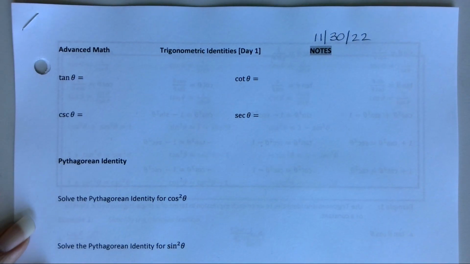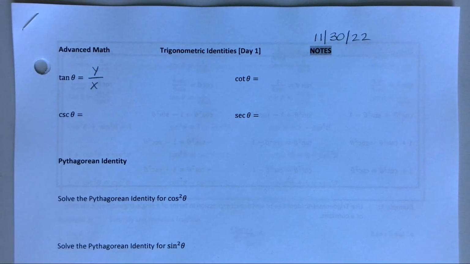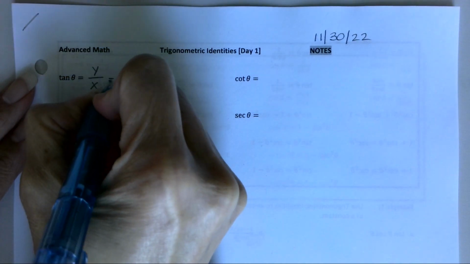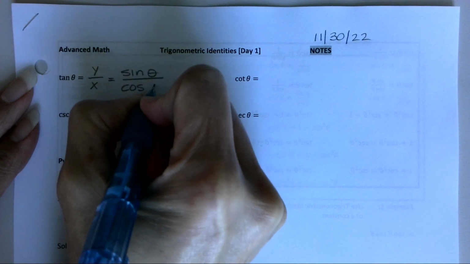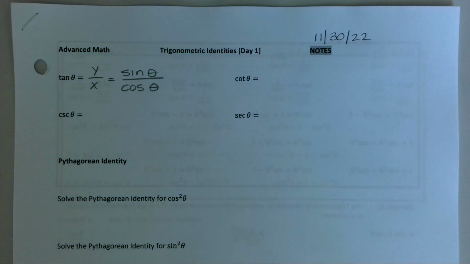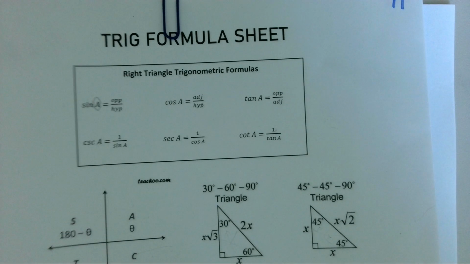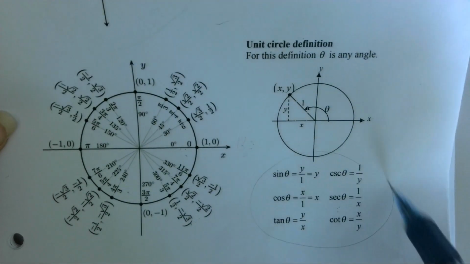So tangent theta, we know it as, Willow told us here, y over x. But I want y'all to transition from that formula to sine of theta over cosine of theta. Okay? Because we know that y means sine and x means cosine. Now just in case you're like, I don't remember learning the y and the x's, this was the formula sheet that you had for your last test before the one we just took, and that's the stuff that I'm talking about right here.